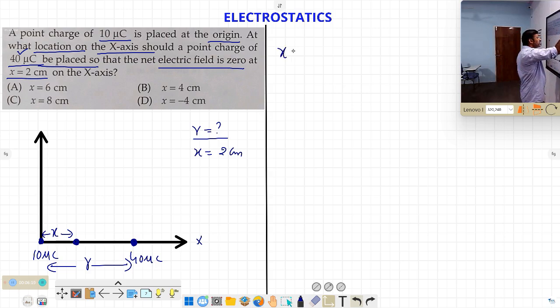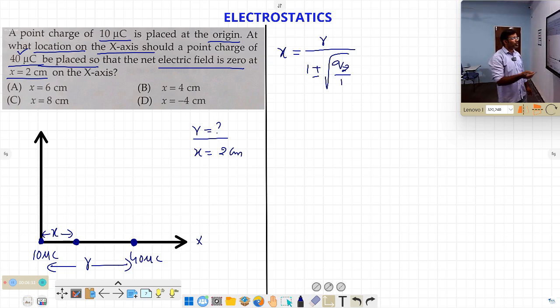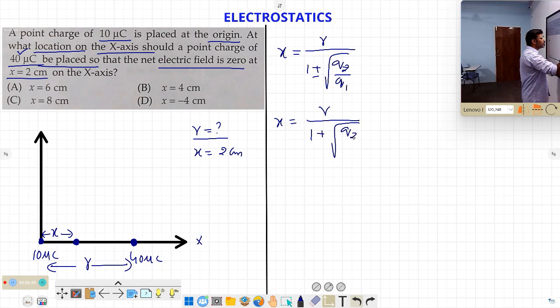So the concept for the neutral point: the distance of the neutral point formula is x equal to r by 1 plus or minus under root of q2 by q1. Plus we have to use if they are like charges, minus if they are unlike charges. In this case, both the charges are like charges, so x equal to r by 1 plus under root of q2 by q1. Now they are asking for the r value, so r is equal to x into 1 plus under root of q2 by q1.